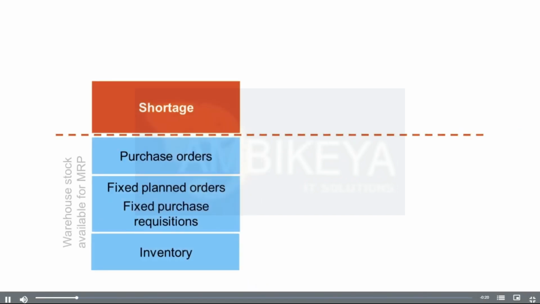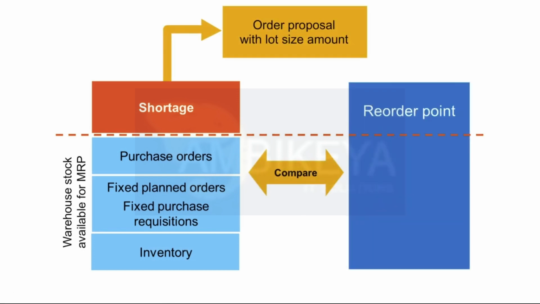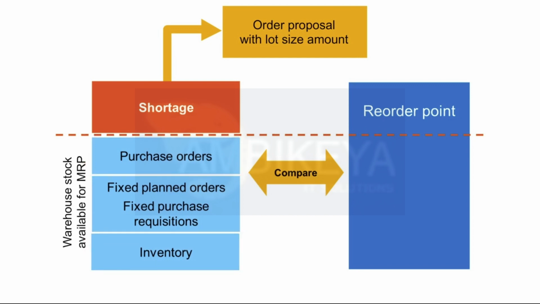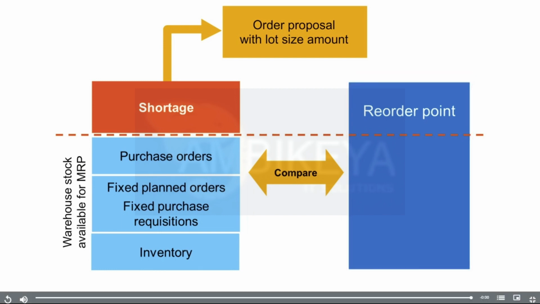In reorder point planning, the stock available is calculated as follows. Inventory plus on-order stock, that is, purchase orders, firm planned orders, and firm purchase requisitions. If the available MRP stock is less than the reorder point, there is a shortage. The shortage quantity is the difference between the reorder point and the available stock.